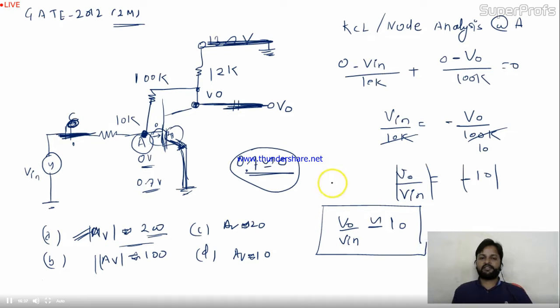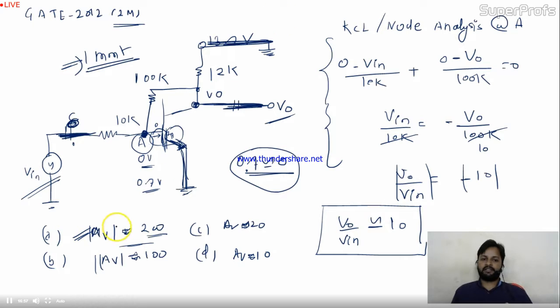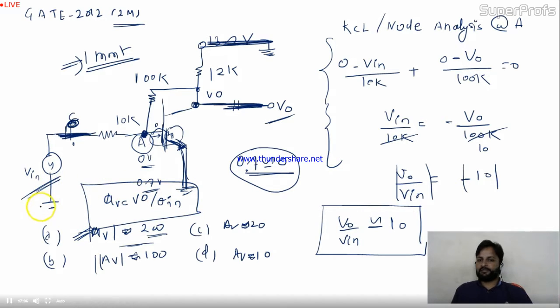So this is the way you can do this circuit in only 1 minute. Hardly 1 minute, a 2 mark question. But some students will do it by the long method. They will apply the DC analysis as well as the AC analysis. And that is the standard way to do this circuit, because this circuit contains AC sources, and they're asking for the AC gain only. AV is nothing but the AC gain. AV for this circuit will always be V0 by V in, and V0 and V in are both AC terms. So definitely we have to do it like this.